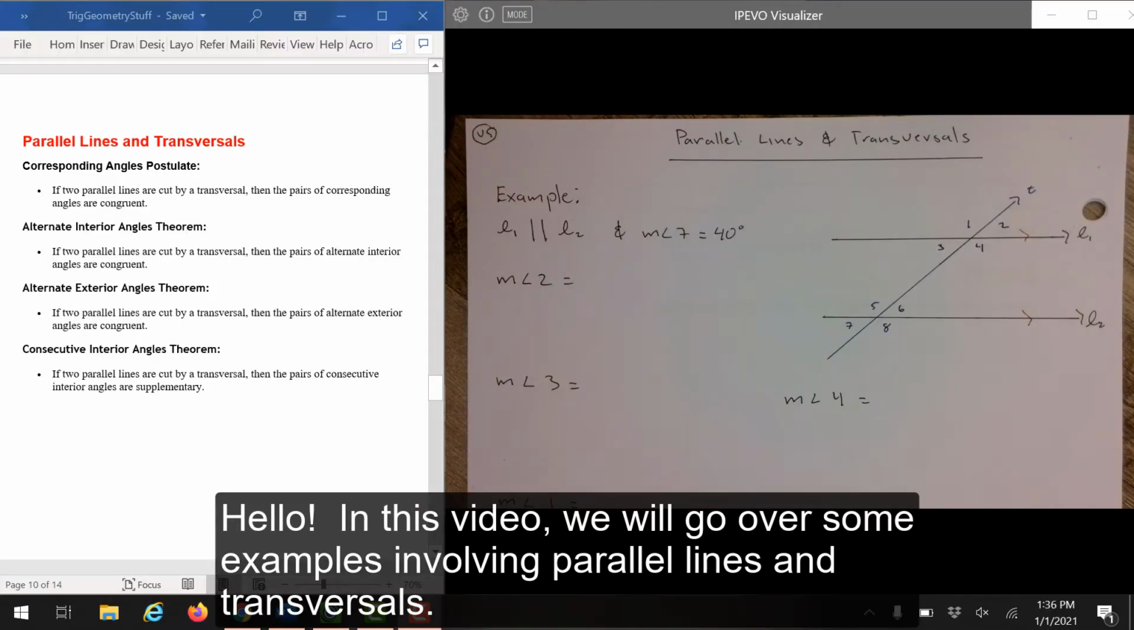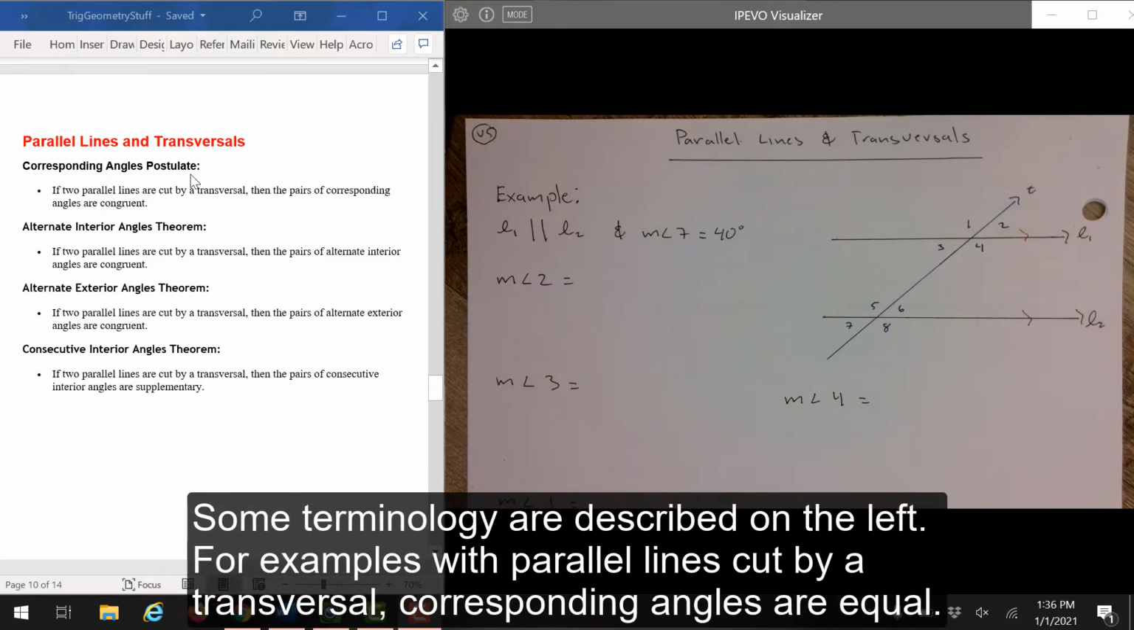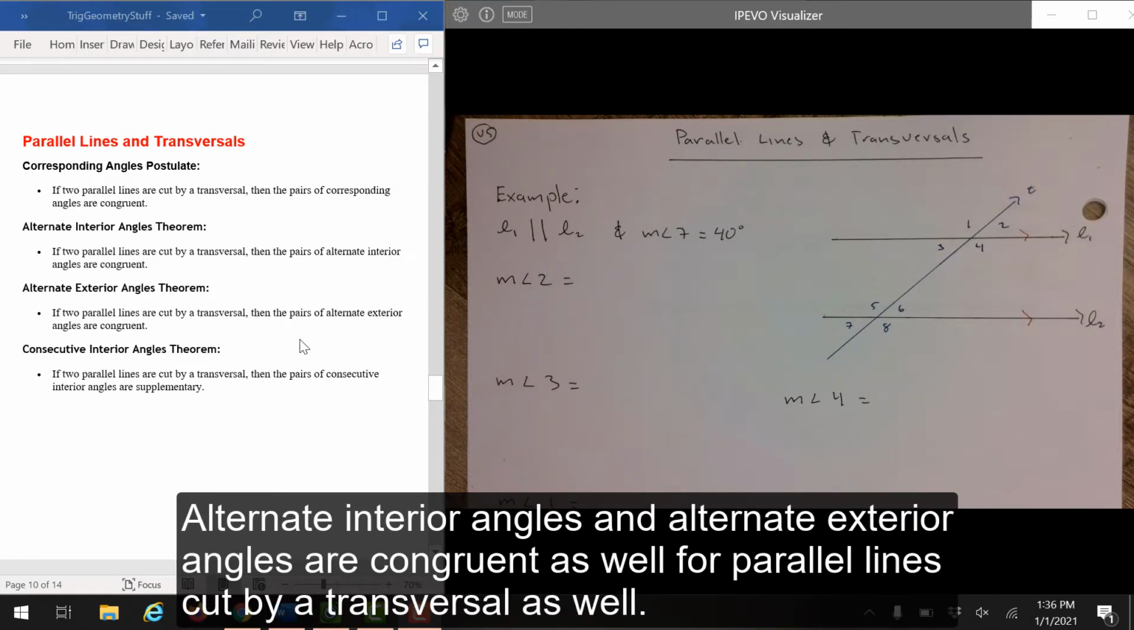Hello. In this video, we will go over some examples involving parallel lines and transversals. Some terminology is described on the left. For parallel lines cut by a transversal, corresponding angles are equal. Alternate interior angles and alternate exterior angles are congruent as well.